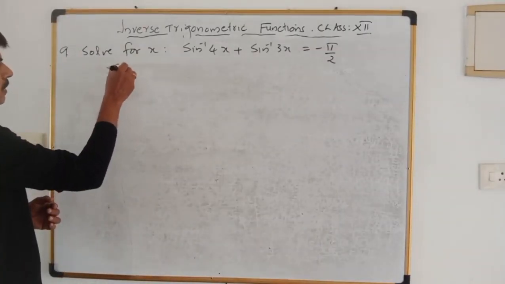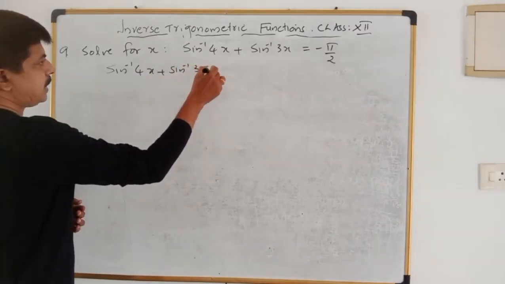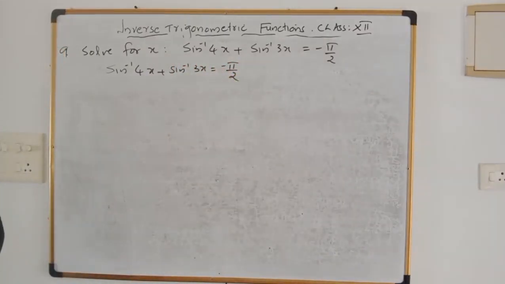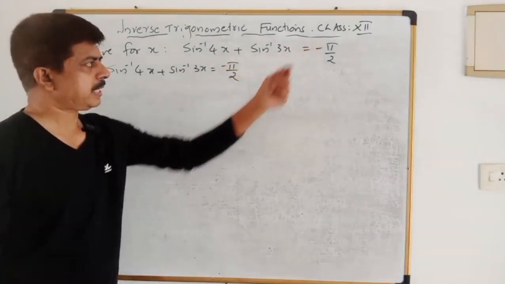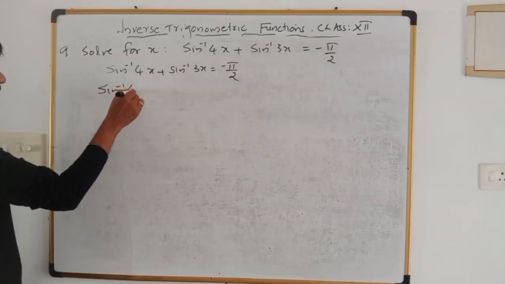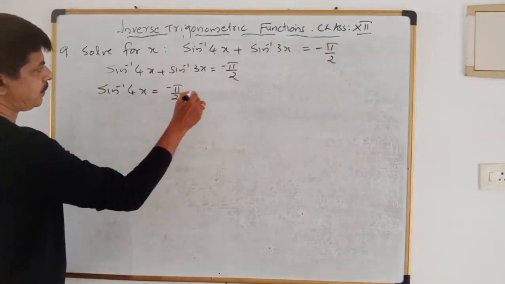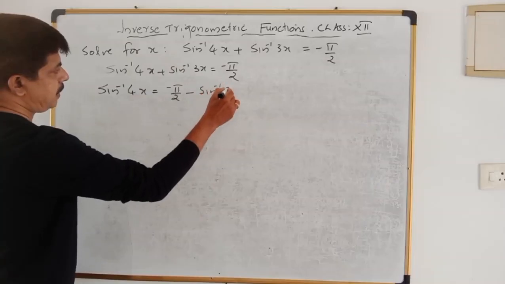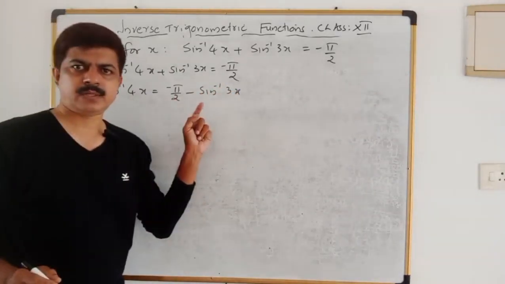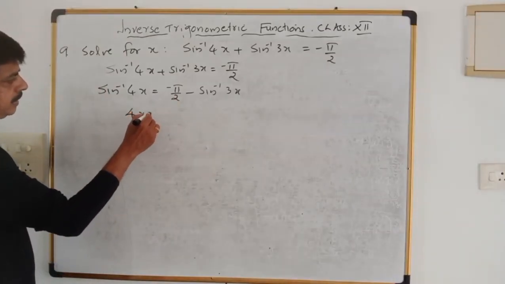Okay, this is our ninth question. Sin inverse 4x plus sin inverse 3x equals negative pi by 2. We have to solve for x. For solving, we take this sin inverse 3x to the right side. Sin inverse 3x shifted to the right side. So sin inverse 4x, we are trying to find out what is x.